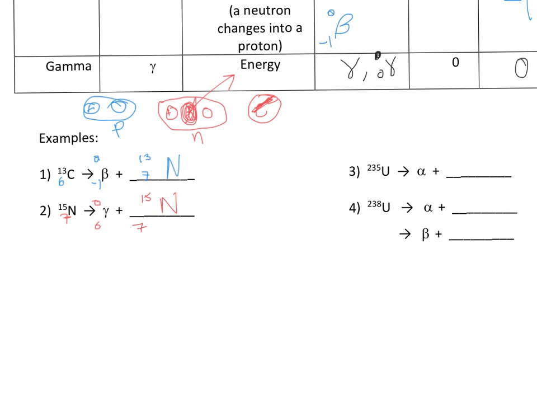So we have uranium-235 emitting an alpha particle. Uranium has an atomic number of 92, so I'm going to write that down. Alpha has a mass number of 4 and an atomic number of 2. Like we've done before, you'd say, what plus 2 is equal to 92? And the answer is 90.